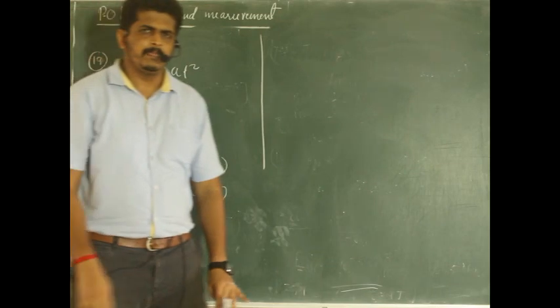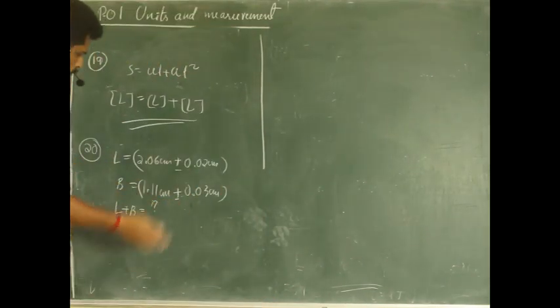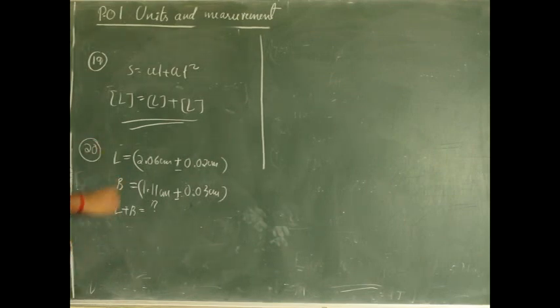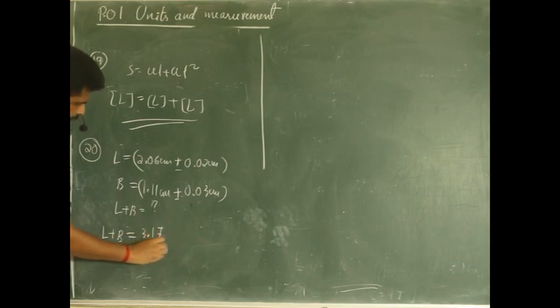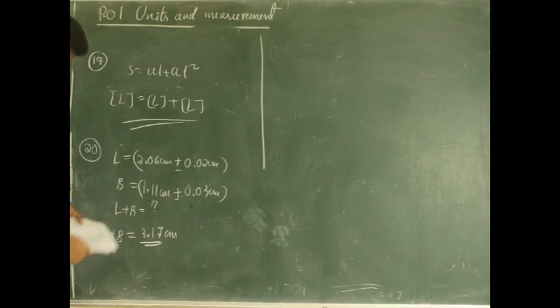It is not just simply adding up, because we are also given the error. We have to go for the formula which should be followed while evaluating. So first I will calculate what is L plus B. How much is that? It is actually 3.17 centimeter, by neglecting the error. Now what do we require? We require the error, that means delta, correct? So how much is that? Let us see.